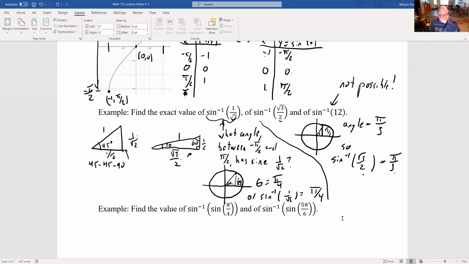Sine inverse of 12. Not possible, right? You're asking what angle has sine of 12. Sine is always between -1 and 1, so you can never have any angle that has sine of 12.